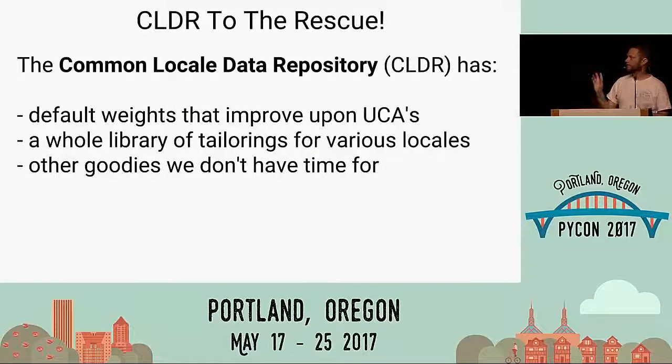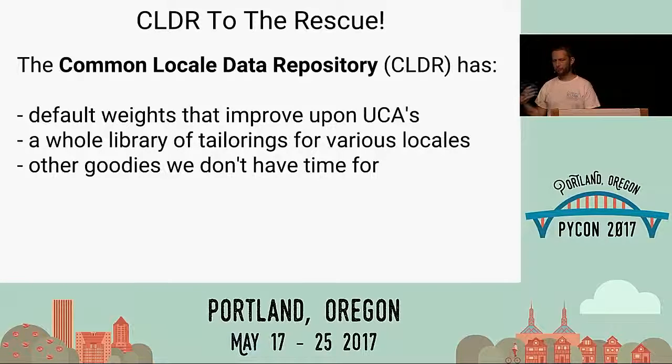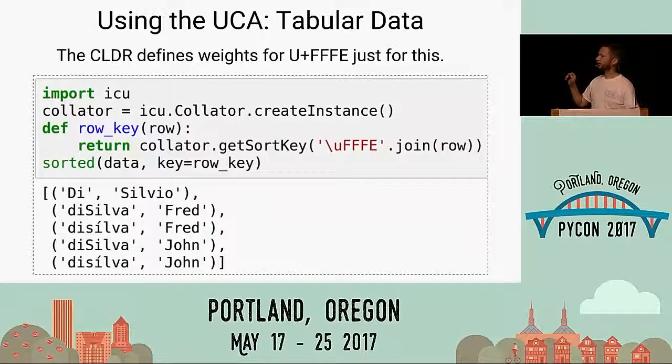So the CLDR defines a whole bunch of stuff. If you remember, I said it's like a big database of locale data. One of the things it does is it has its own default ordering that improves on the UCA a little bit. One of the things that does is define a weight for this special code point, FFFE. This is a non-character code point. It shouldn't ever occur in text. It's to use specifically for stuff like this.